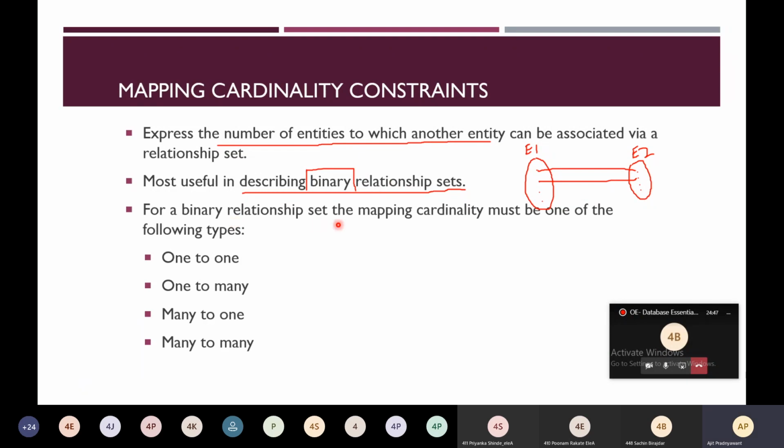So for a binary relationship set, the mapping cardinality must be one of the following types. These are the different types of mapping cardinality for binary relationships. First one is called one-to-one. Next is one-to-many. Next is many-to-one. And next is called many-to-many. So these are the four types of binary relationship mapping cardinality. We are going to see them one by one: what is meant by one-to-one, one-to-many, many-to-one and many-to-many.